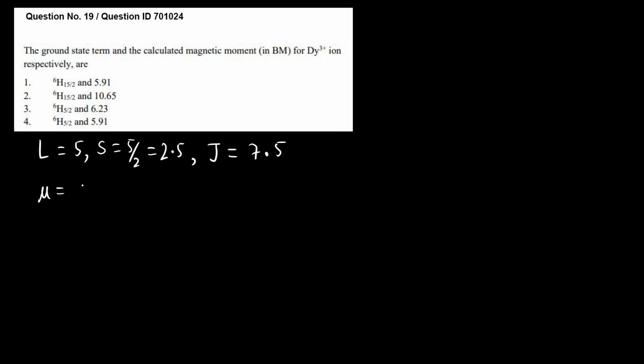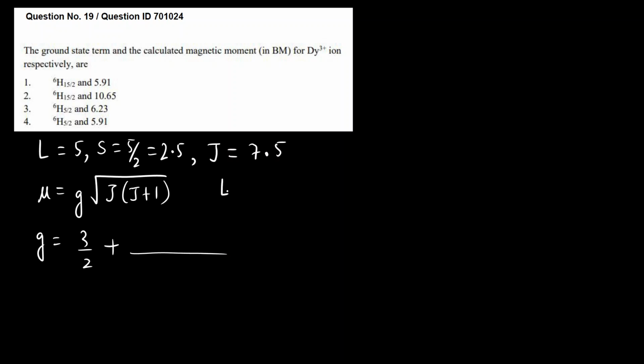So what is the formula for magnetic moment? It is G into root of J into J plus 1. What is the value of G? G is 3 by 2 plus, how to remember the formula? If I write in alphabetical order, I have J, then L, and then S. Start from the bottom, that is the denominator. Here it would be 2J into J plus 1. Then after J comes L, L into L plus 1. Then remember there is a negative sign. Then there will be S into S plus 1. This way you can remember this formula of G.